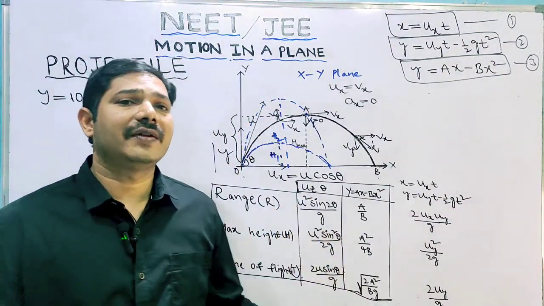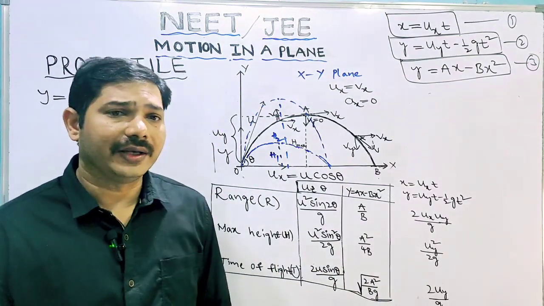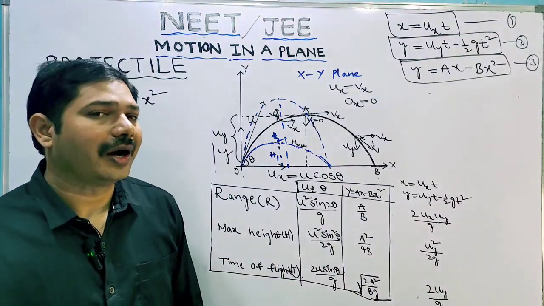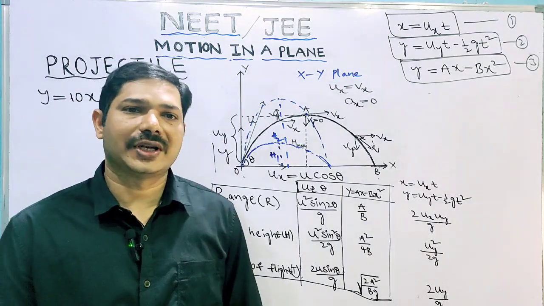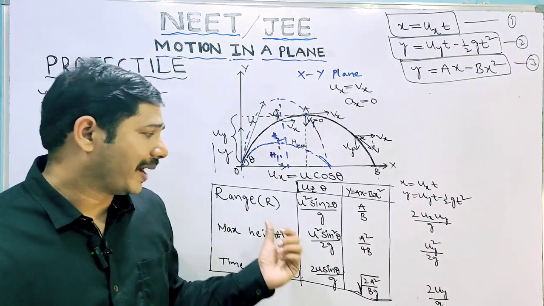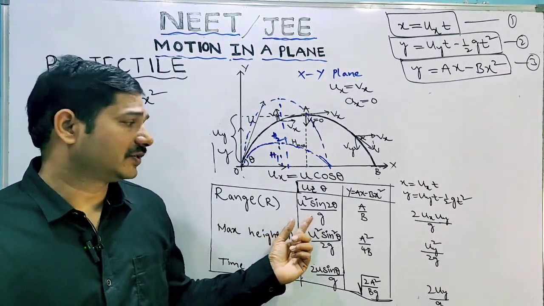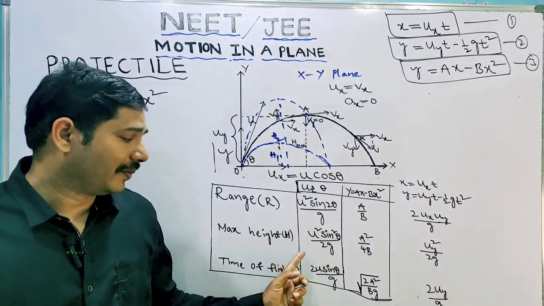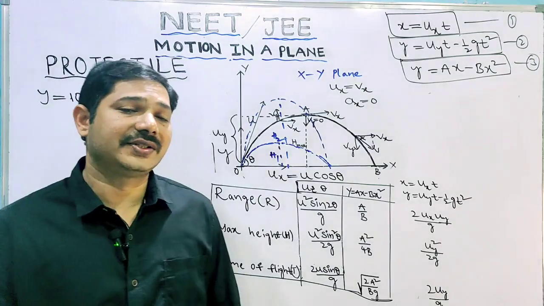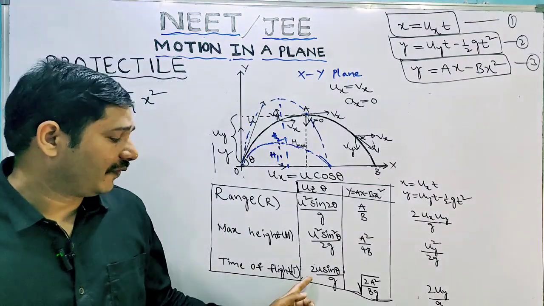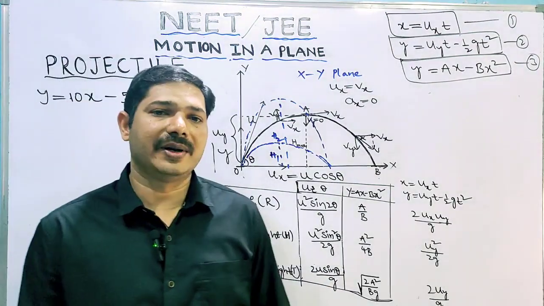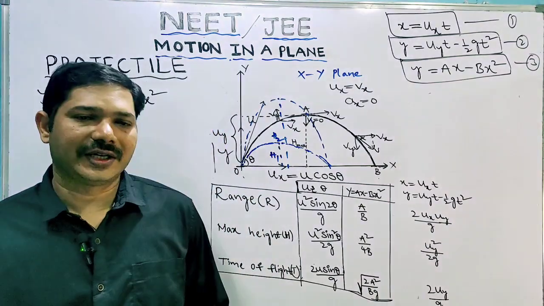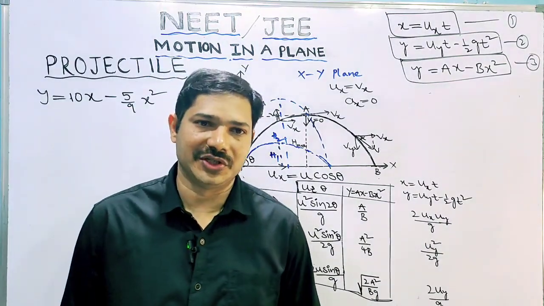Whenever initial velocity u and projection angle theta are given, at that time range formula is what, u square sin 2 theta by g, and maximum height is what, u square sin square theta by 2g. Time of flight is how much, 2u sin theta by g. Like that only, time of descent, u sin theta by g.